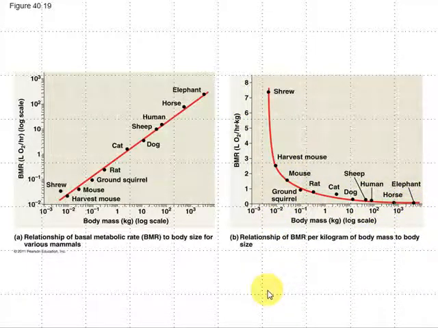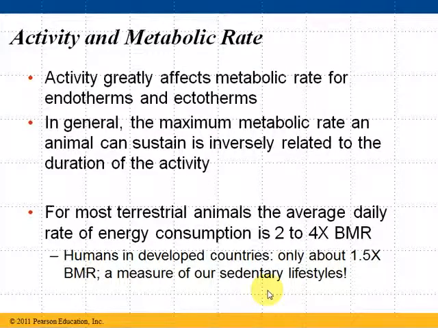Based on your own life experiences, you probably know that activity greatly affects metabolic rate for both endotherms and ectotherms. If you are working hard and exercising, or let's say this summer you go to the beach and you're playing volleyball and swimming, you know within a couple hours you're going to be starving. You're going to be ready for lunch maybe earlier than usual, or you're going to eat more at lunch than usual. That's because your increased activity has increased your need for energy.